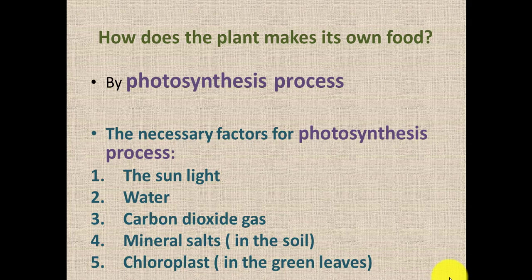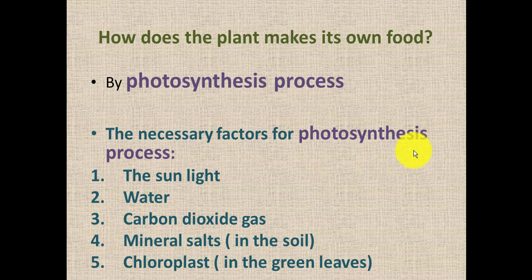How does the plant make its own food? As we said before, the plant makes its own food by photosynthesis process. The plants, like a factory, make its own food. To make the photosynthesis process, the plants need, number 1, the sunlight, 2, water, 3, carbon dioxide gas, number 4, mineral salts from the soil, number 5, the chloroplast that exists in the green leaves that give the plant its green color. Again, the plant makes its own food by photosynthesis process.